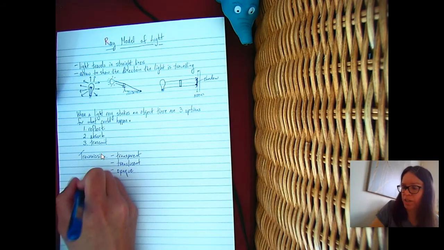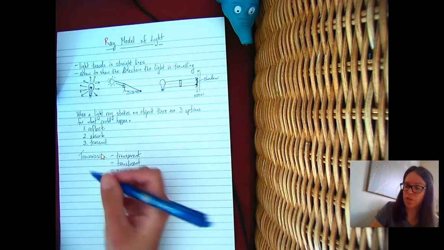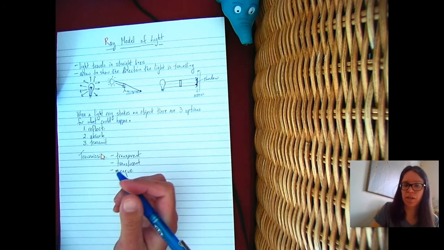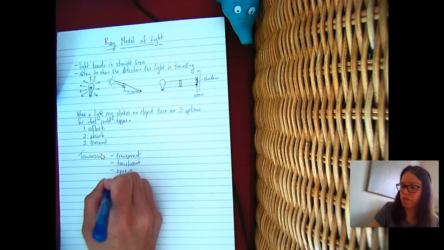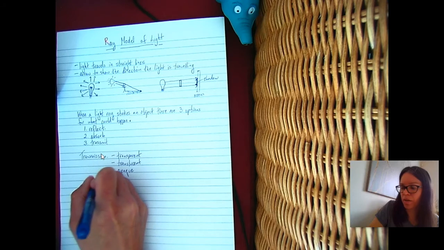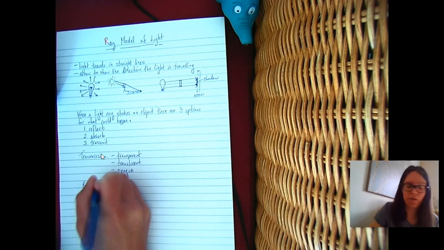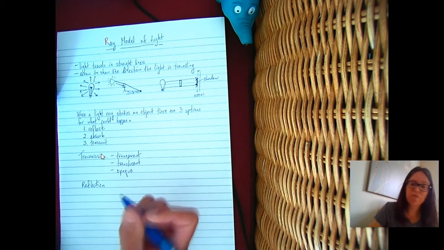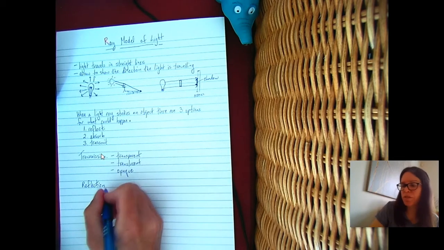For reflection, there's not too much I need to say about absorption. Absorption would be that the light goes in and it doesn't come back out and it doesn't go through. For reflection, there's a couple new things here. And then I'm going to be done my note for today. With reflection, it depends on the surface.